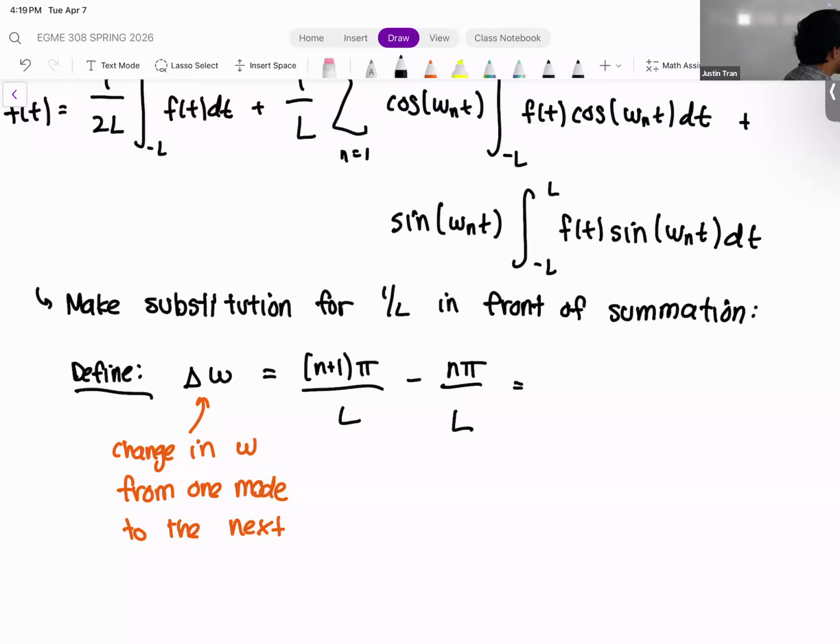Of course, we can do this subtraction. This subtraction is very straightforward. The n pi over L is going to cancel out, and all we're left with is just pi over L.